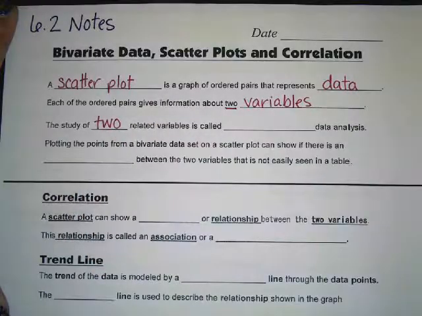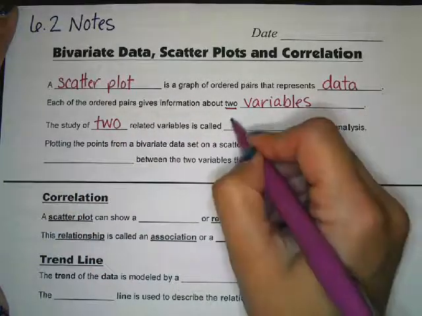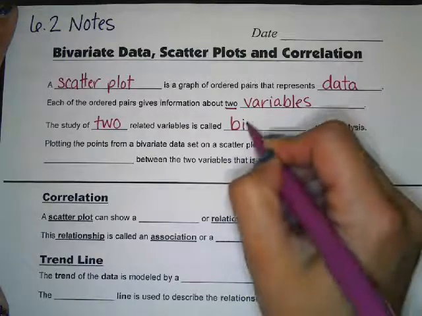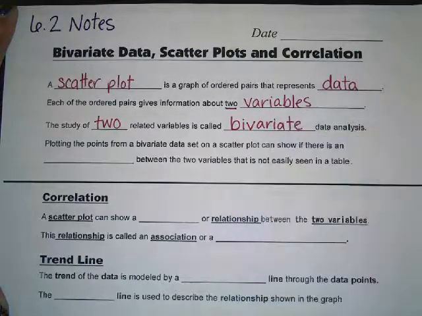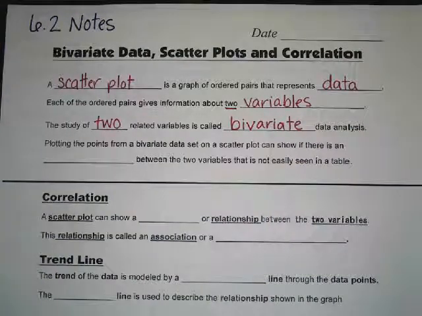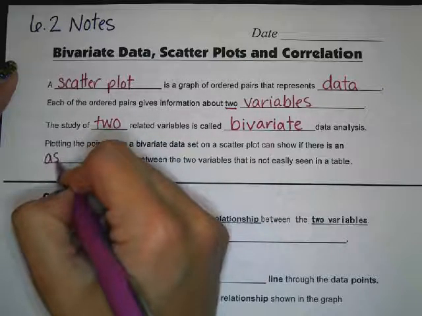related variables is called, here's our new term, bivariate. Bivariate data analysis. Plotting the points from a bivariate data set on a scatter plot can show if there is an association between the two variables that is not easily seen in a table. So an association.